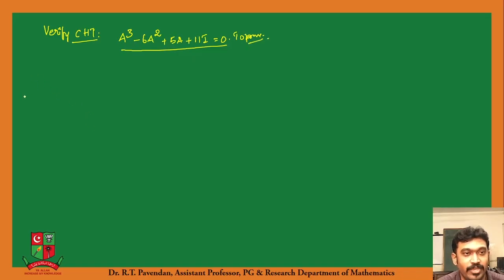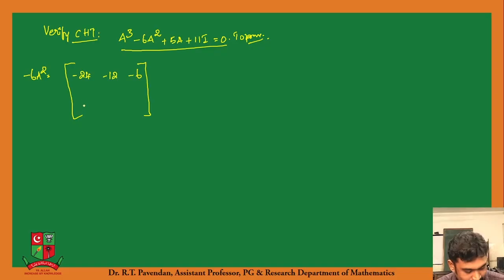Okay, so we know the value of A cube, right? So what is minus 6 times A square? Minus 6 times A square is equal to, we have to multiply minus 6 to every single element of the matrix A square. So that way what we get is minus 24, minus 12, minus 6, plus 18, minus 48, plus 84, minus 192, plus 78, minus 348. So this is what we get for minus 6A square.